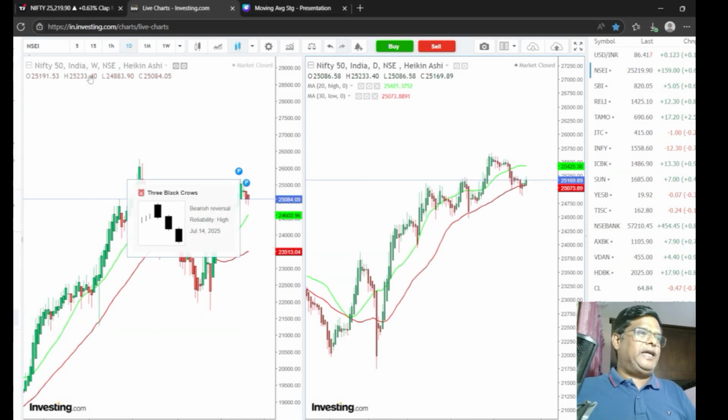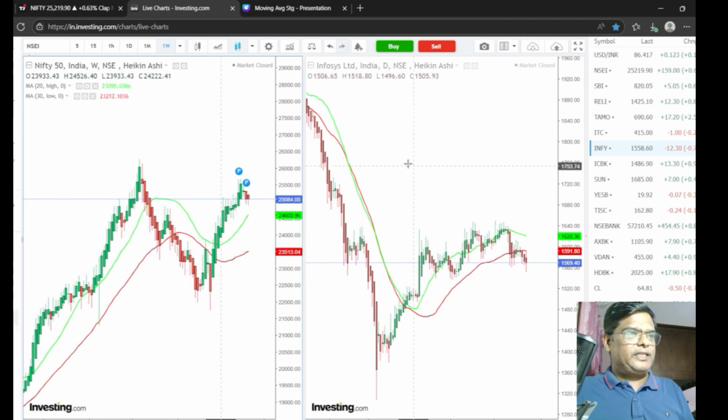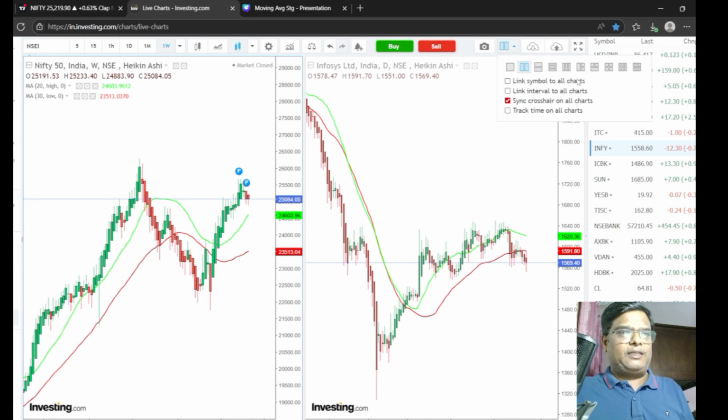So let me analyze another chart, Infosys. You can see the Infosys chart. It is changed to Infosys here, but it's not changed, still it is Nifty. There is one setting you have to do. This is very, very important. You click here, link the symbol to all charts. Okay, this is what I'm talking about. Link the symbol to all charts.